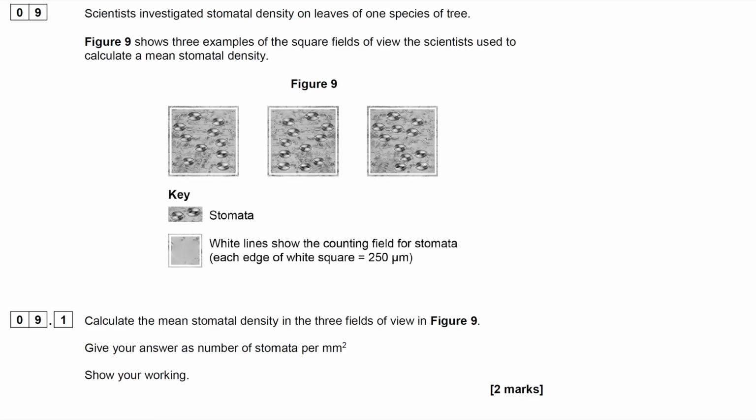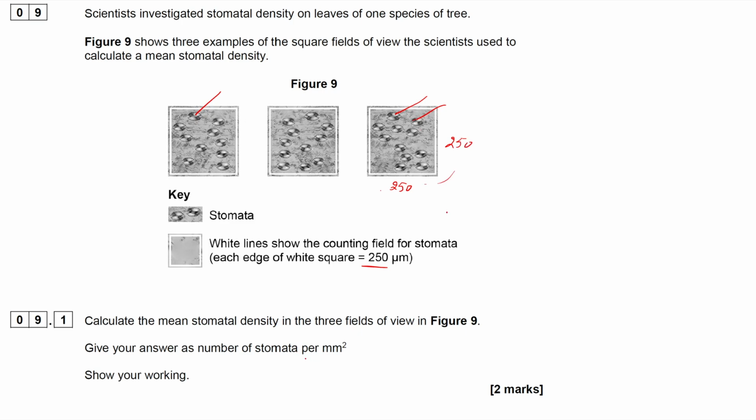Figure 9 shows 3 examples of the square fields of view the scientists used to calculate a mean stomatal density. The question is, calculate the mean stomatal density in the 3 fields of view in figure 9 and give your answer as number of stomata per square millimeter. Okay, so what we see here is stomata. So now you see here the number of stomata in 3 different field views. So all these dots are actually representing the stomata. And if you look carefully, each side represents 250 microns.